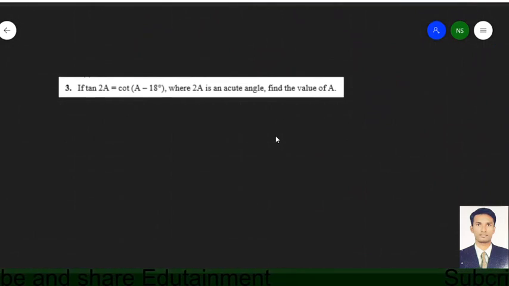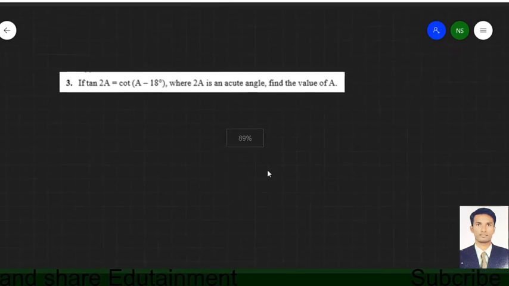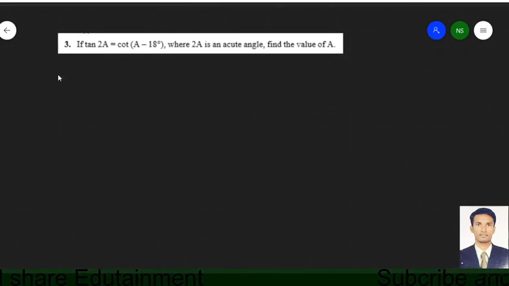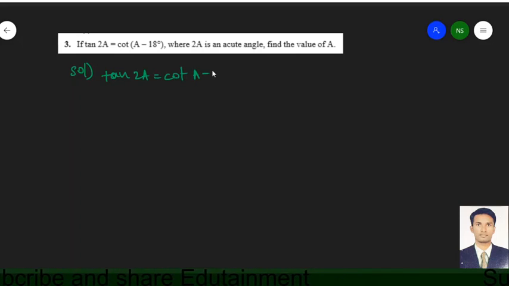Question number 3. If tan 2A is equals to cot A minus 18, where 2A is an acute angle, which is less than 90 but greater than 0, find the value of A. They did not give the angle, they gave a trigonometric statement. We need to find out the solution for that. Let us copy that one as it is. Solution: tan 2A which is equals to cot A minus 18.